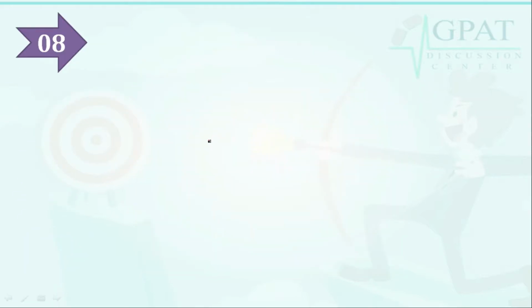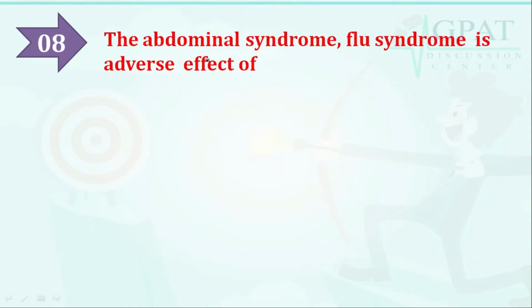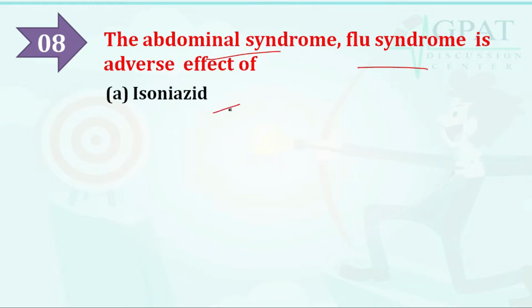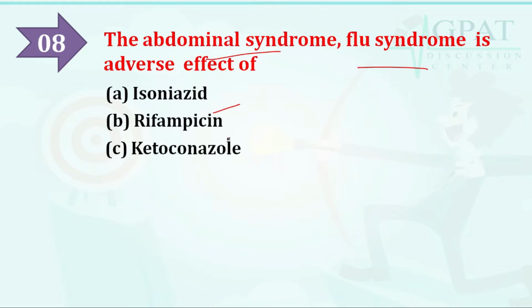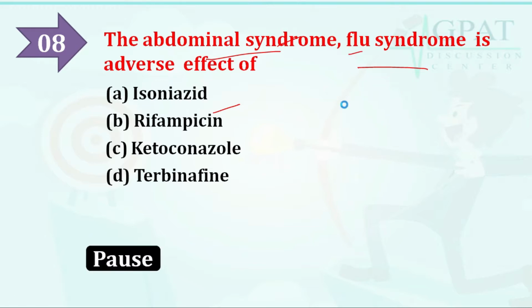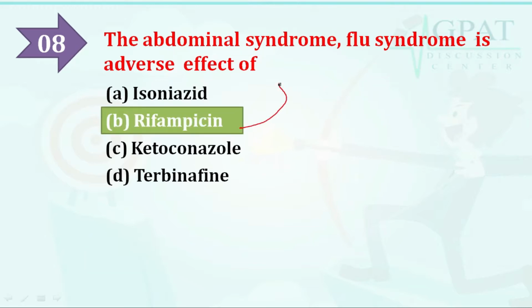Now the next question is, the abdominal syndrome, flu syndrome is an adverse effect of, and the options are: option A isoniazid, option B rifampicin, option C ketoconazole, or option D terbinafine. Which of the drugs is having the abdominal syndrome and flu syndrome? The correct answer is rifampicin. Rifampicin has the abdominal syndrome and flu syndrome.